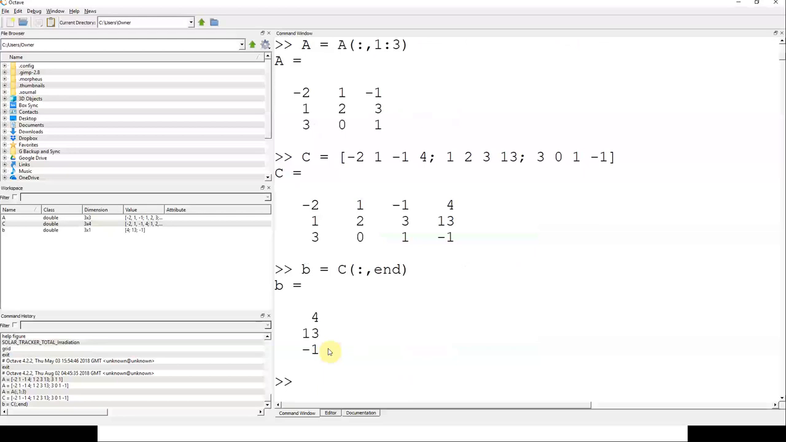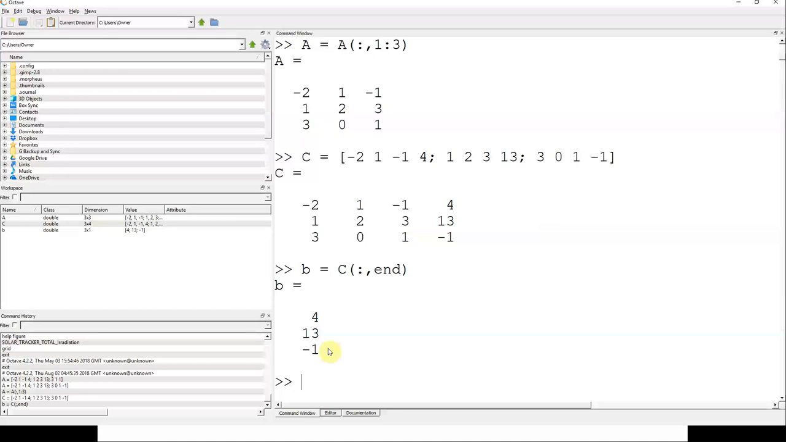I'm calling this C. So I'm saying I want you to take all the rows and only the last column of C and call it B. Is there another way of taking the first column of C? First? No, there is no first because 1 is first.